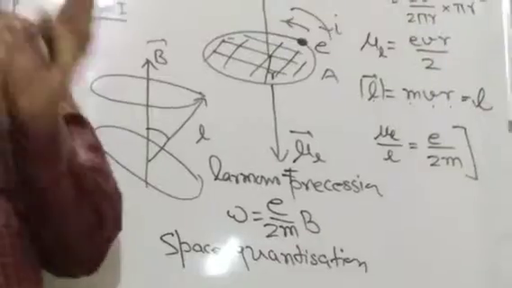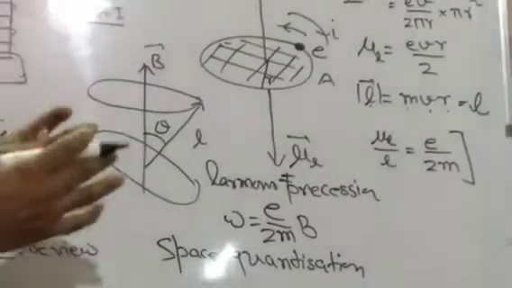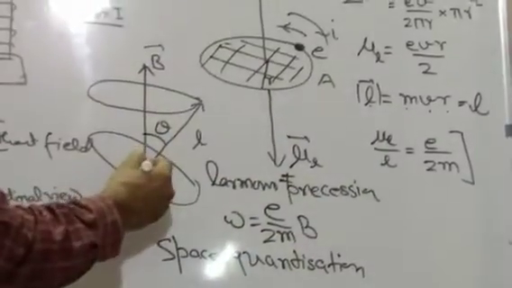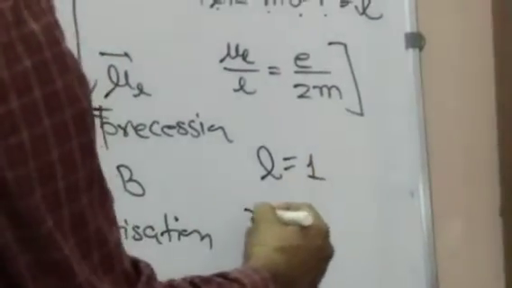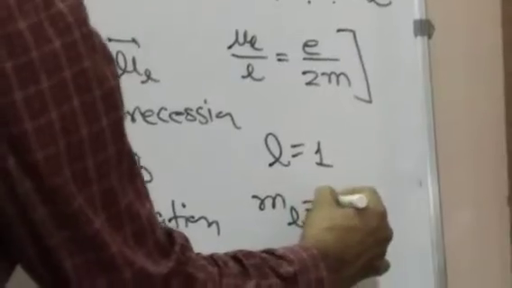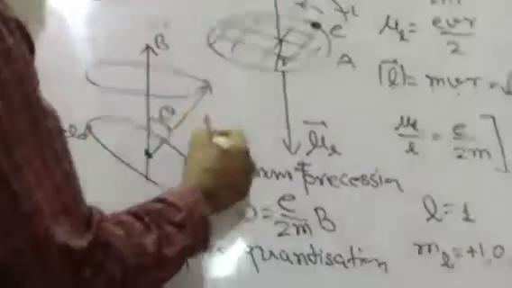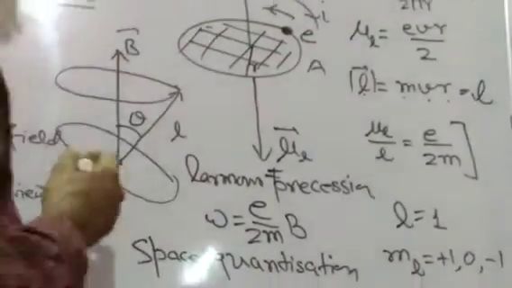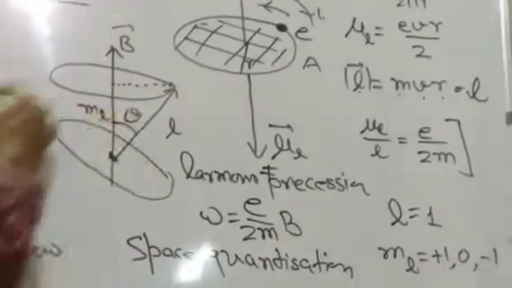If we apply an external magnetic field, the orbital angular momentum has a specific direction with respect to the magnetic field. For example, if L equals 1, then we have the values of ml, which are plus 1, 0, and minus 1. So if it is oriented in space in a specific direction, it has a projection on the magnetic field, which is called ml.